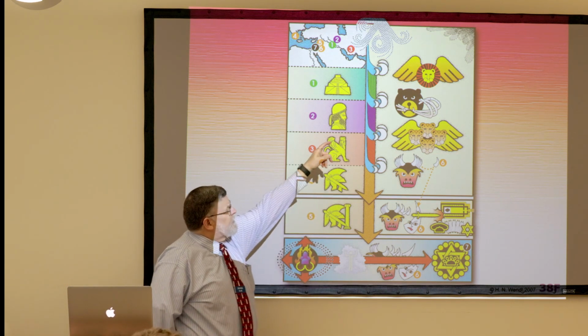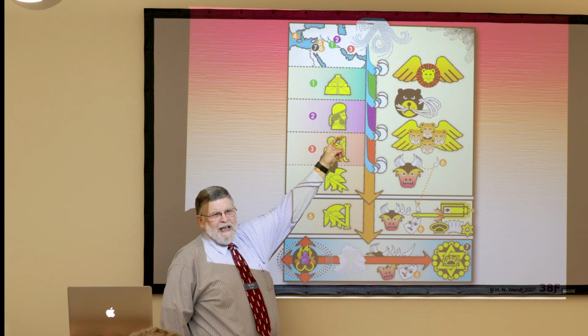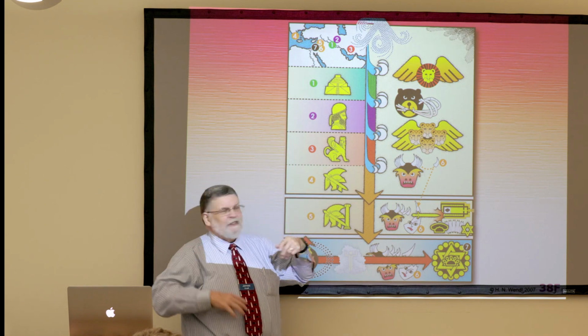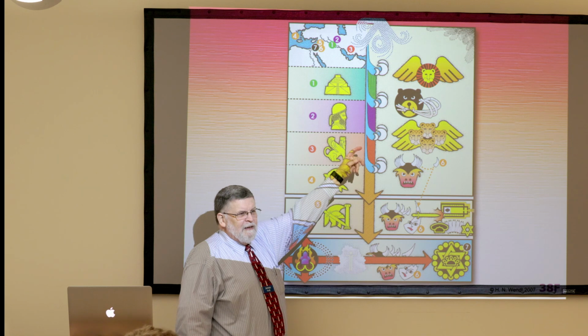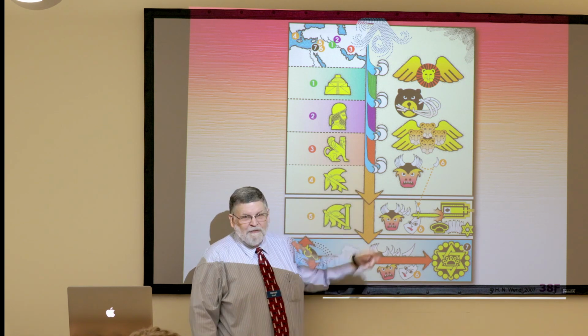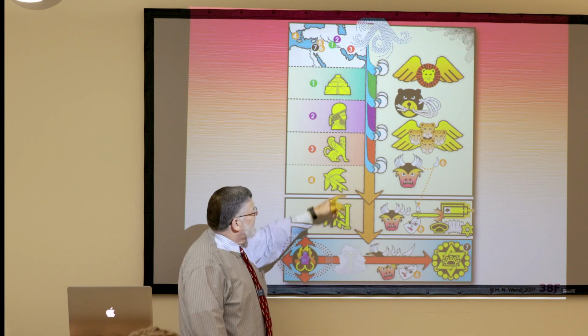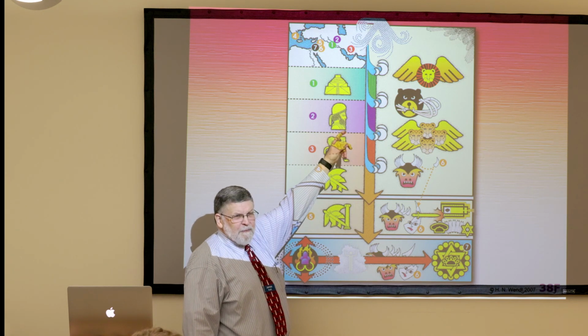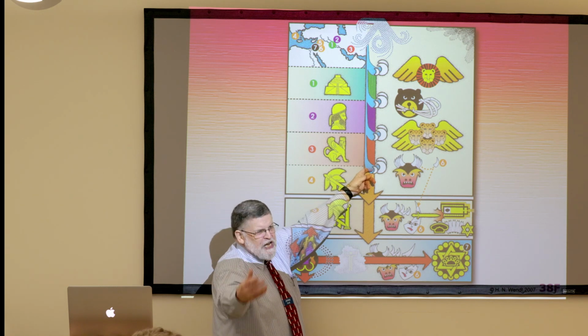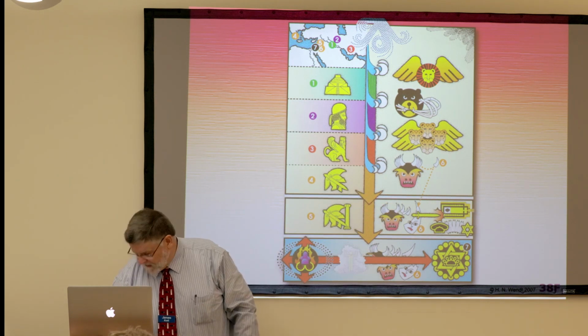There are 4 beasts. What's the first beast in Daniel? It looks like a lion. Look at the face. It's a lion. The second one is a bear. The third one is a leopard. And then the fourth one is a really weird one. I don't know exactly. It looks like a bull. And notice the pictures. So where did they come from? The 4 beasts come from the sea, right? They all come from the sea.